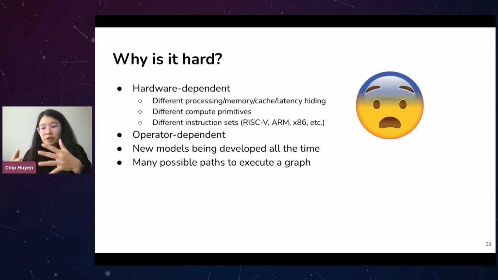there are new operators, new models all the time. So every time there's a new model, you have to think about how to optimize that new model. And there are many different possible paths to execute a graph. For example, if you have three operators A, B, and C, you might want to fuse A with B, or B with C, or A, B, C together. So there are many different paths to execute a graph.